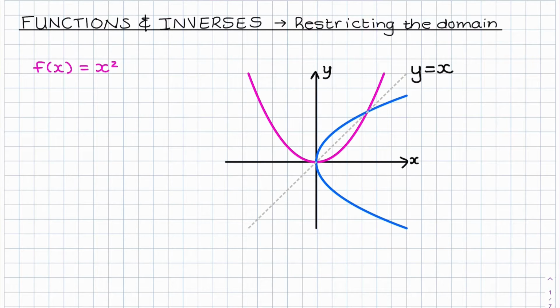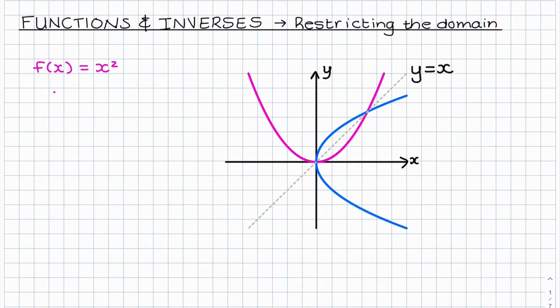In this lesson, we're going to be continuing with functions and inverses, but particularly focusing on the parabola and restricting the domain of the parabola so that we can create a function when we find the inverse graph. So let's have a look at this graph. We have f of x is equal to x squared.